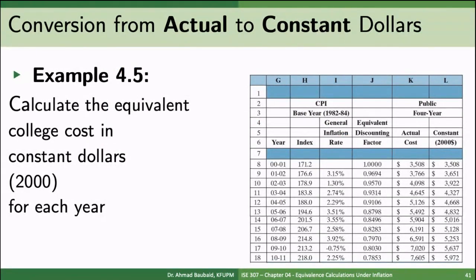We see here that they switch things around. So the CPI is now here. So these are the CPI values. And they computed the inflation rates, right? And because we're using CPIs, these are general inflation rates, okay?